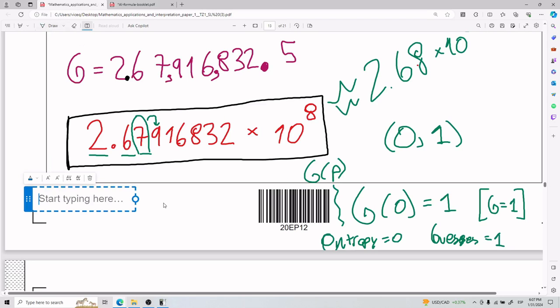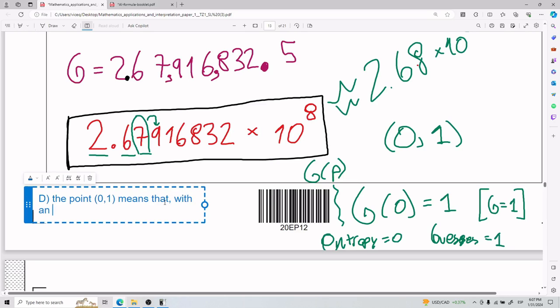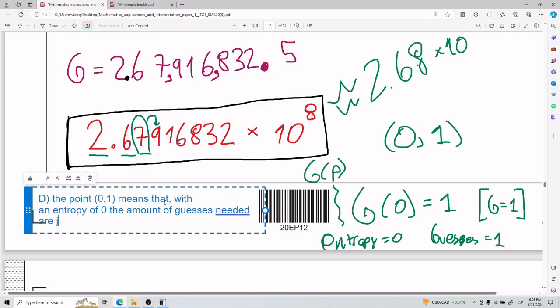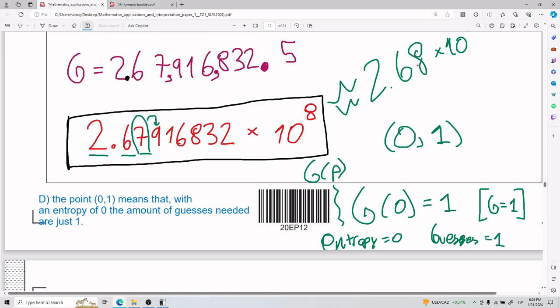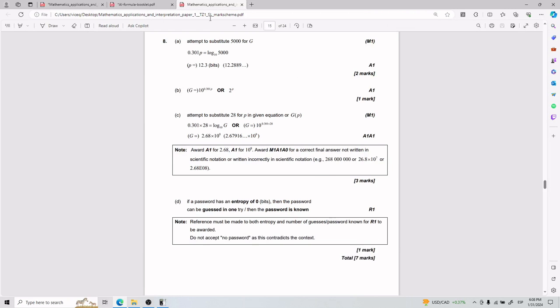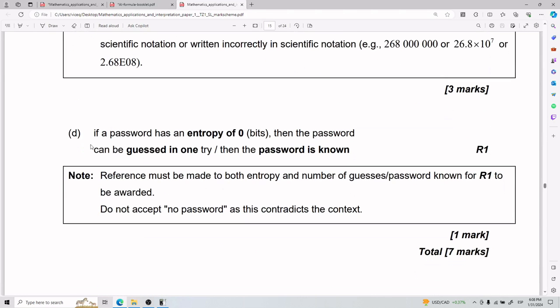So the answer for part D is that I would express the point 0, 1 means that with an entropy of 0, the amount of guesses needed is just 1. That is what I would express, and I'm sure that would get my score. If you want to know how the answer key has it, it's not anything from another planet: if a password has an entropy of 0, then the password can be guessed in 1 try, or the password is known.